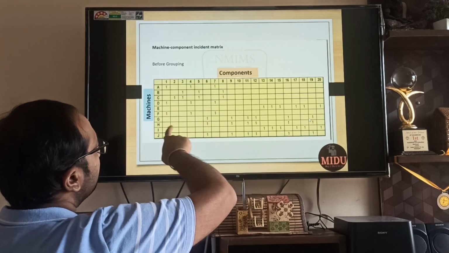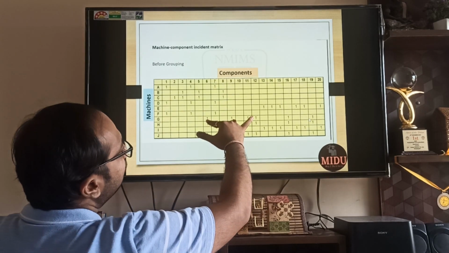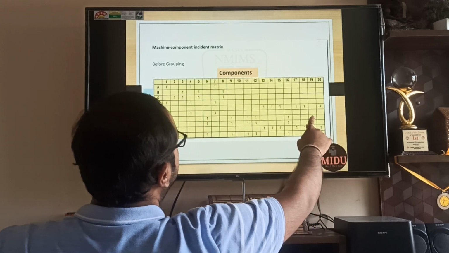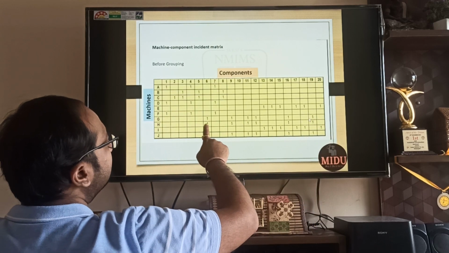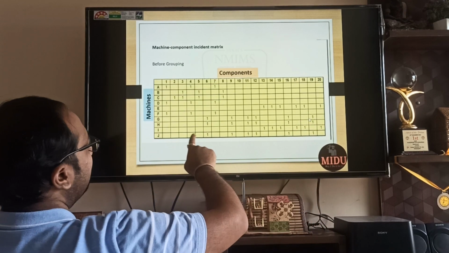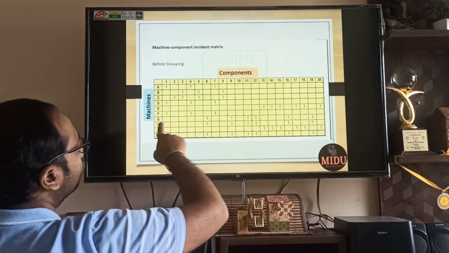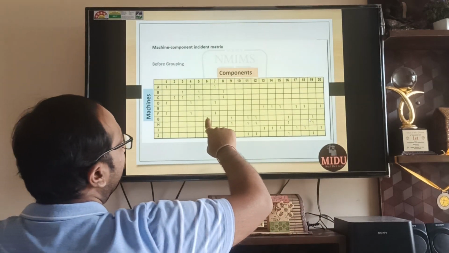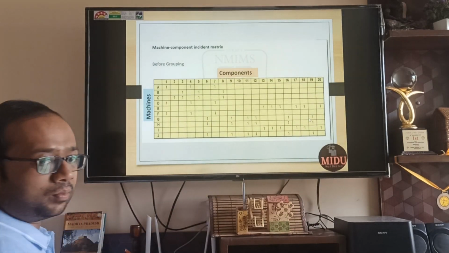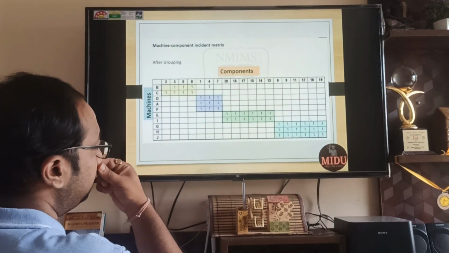Check this. G has 6, 9, 11, 12, 16 and 19. Similarly H has 6, 9, 11, 12, 16, 19. J has 6, 9, 11, 12, 16 and 19. So G, H, J along with 6, 9, 11, 12, 16 and 19 become a group. Similarly we make different groups. After this grouping, this is what our chart looks like.